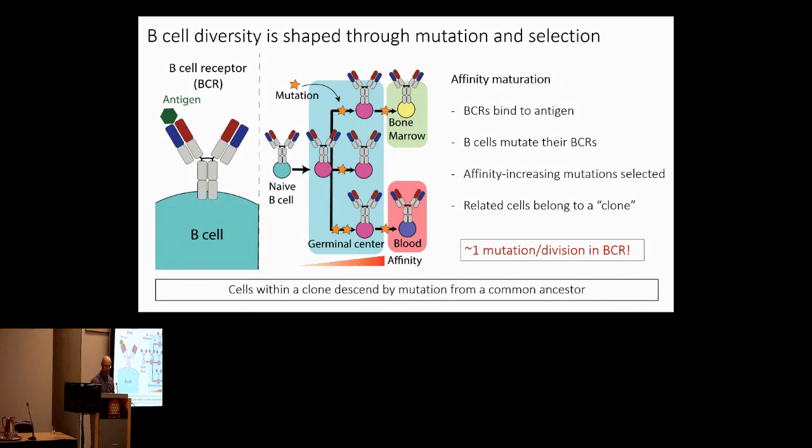It also produces what we would call a B cell clone, which is a set of B cells that relate to each other by descent from a common naive B cell. So this B cell in the bone marrow and this B cell in the blood are part of the same clone because they relate back to this naive B cell.